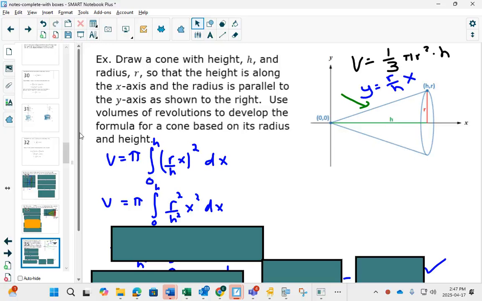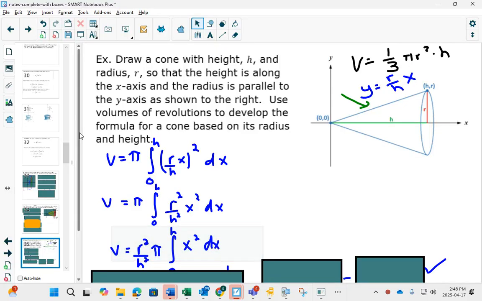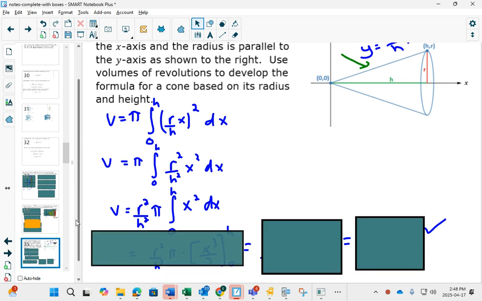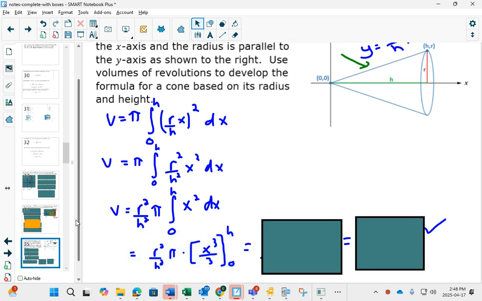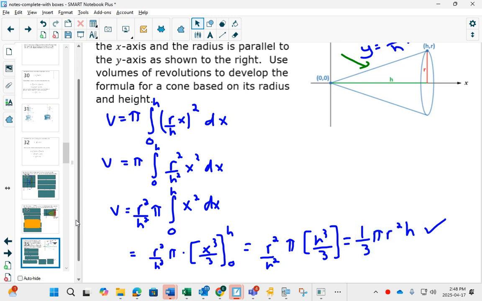Well, this integral is not bad, because what do you do to an x squared? Add 1 to the exponent and divide. Look, that's where your 3 comes from on the bottom of your fraction. And the r squared over h are just numbers, so you could bring them out in front as well. Oh my goodness, that's so cool. We just used volumes of revolution to make the formula for a volume of a cone. You could do this for a cylinder as well.